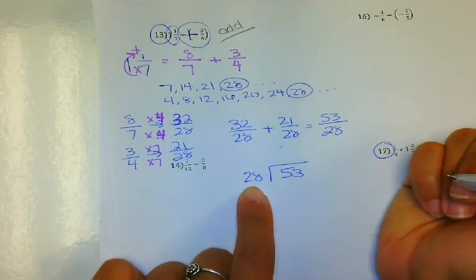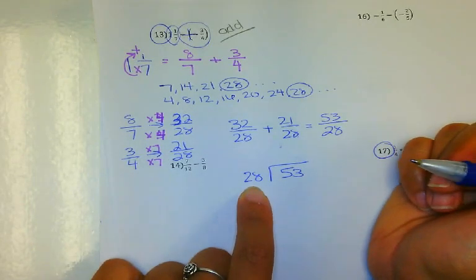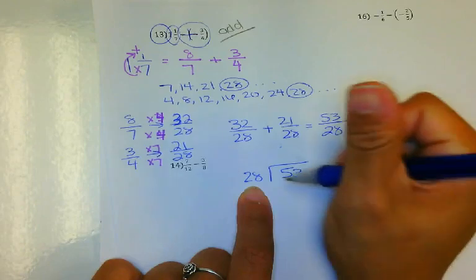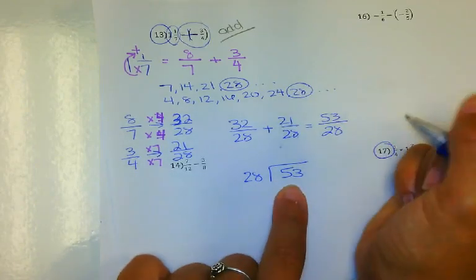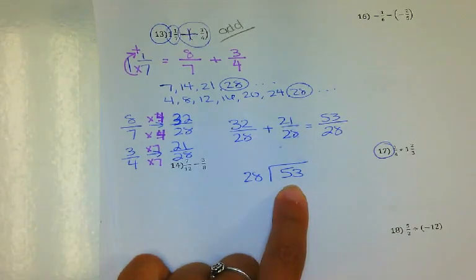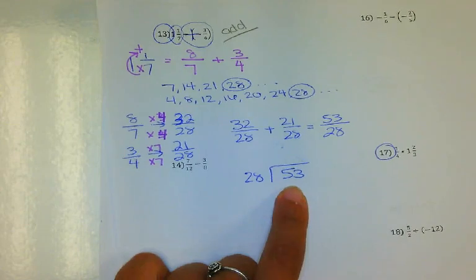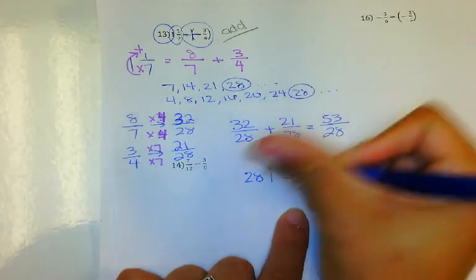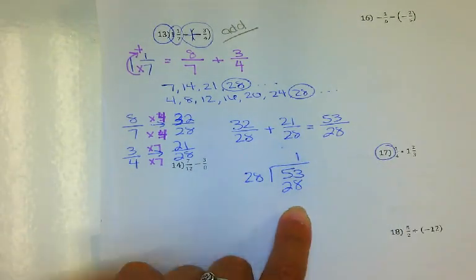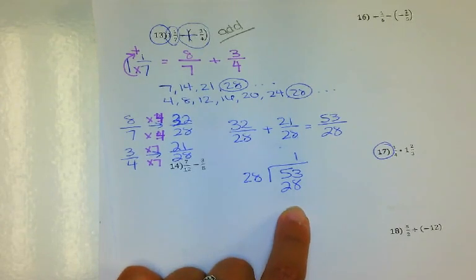See if you can divide. Pause the video, see if you can divide. 28 goes into 53 one time. So we get 28. Now you have to take 28 and subtract that from 53.